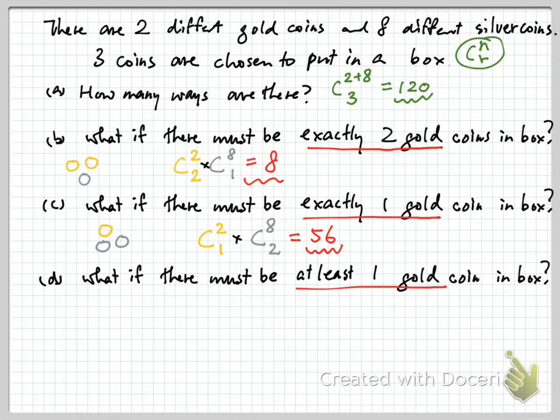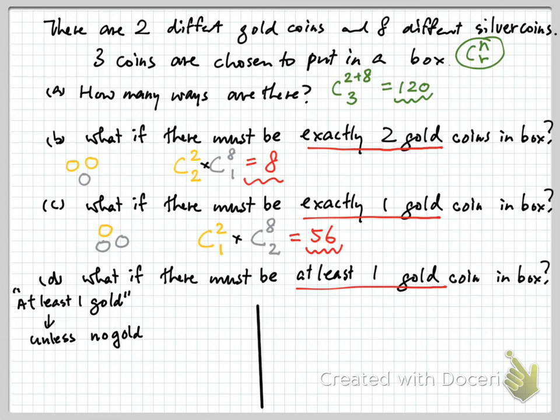And part D, what if there must be at least 1 gold coin in the box? So we have to decipher the meaning of at least 1 gold coin. There are 2 ways to understand it. At least 1 gold means unless there is no gold, which means unless all 3 coins are silver. If all 3 coins are silver, there's no gold. Otherwise, there is at least 1 gold.